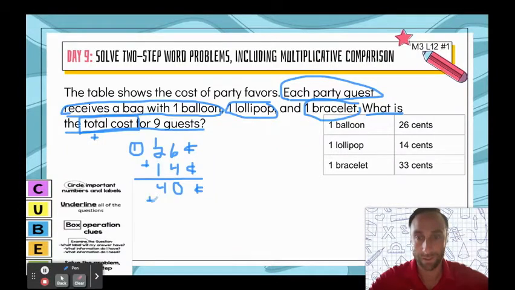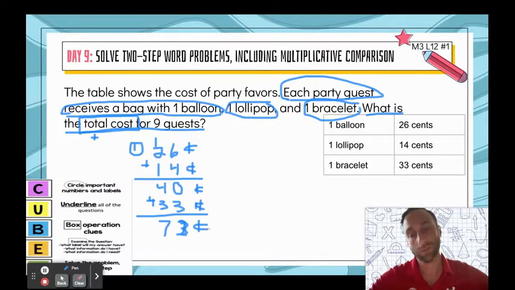It's going to get me 33 cents. And my answer there is 73 cents. So each person will cost 73 cents each. I have to figure out what that total cost will be for 9 guests.